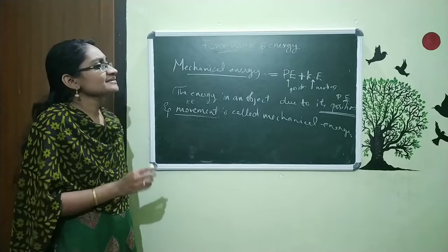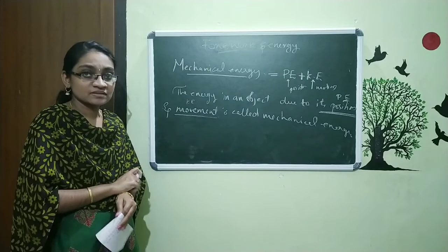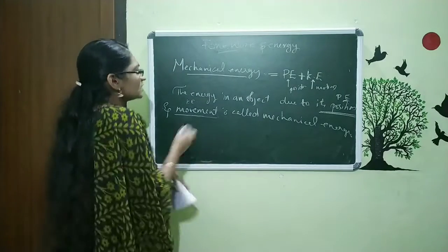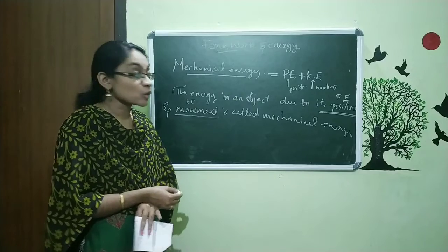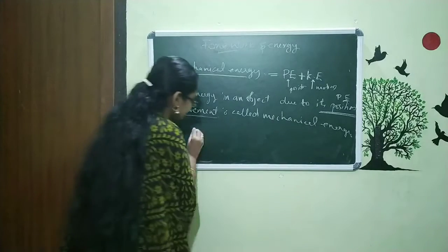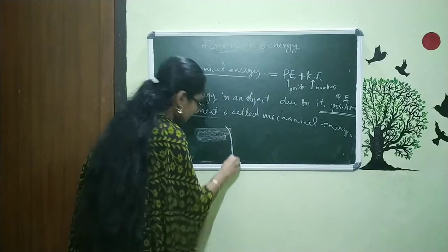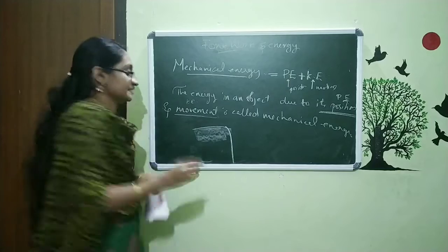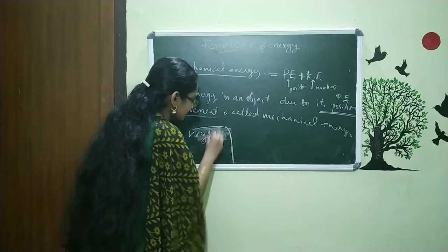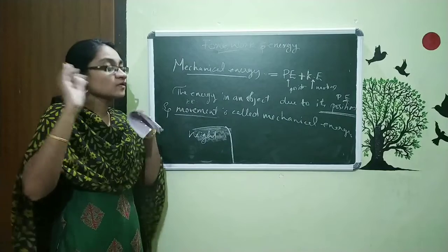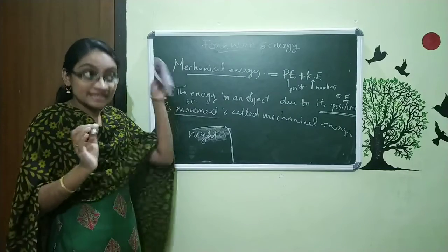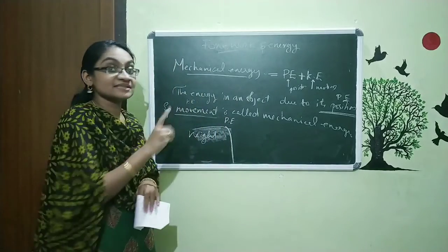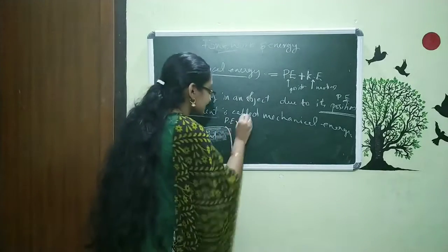And which is the example where we can see this mechanical energy that we are going to discuss? The example is this: water stored in a dam. The water stored in a dam is there at a particular height. So I already said, when we are keeping a particular object at height, it has potential energy. So our water is there at height, and so the potential energy is there.